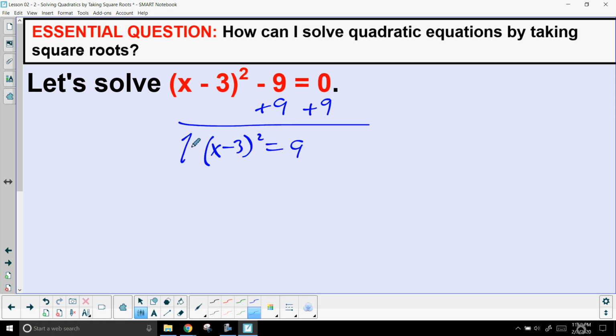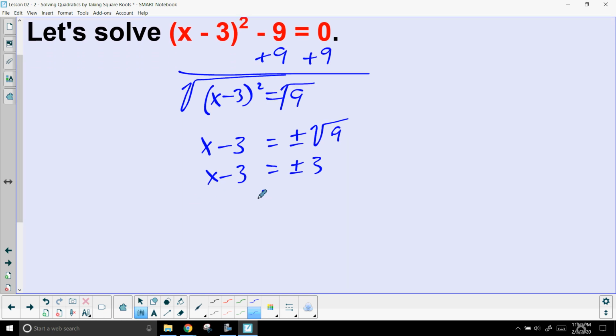You can do it at this point. This turns into x minus 3 equals plus minus root 9. But we know what the square root of 9 is. That's 3. So plus minus 3. From here, you will break it up into two equations like we've been doing with that plus minus idea.